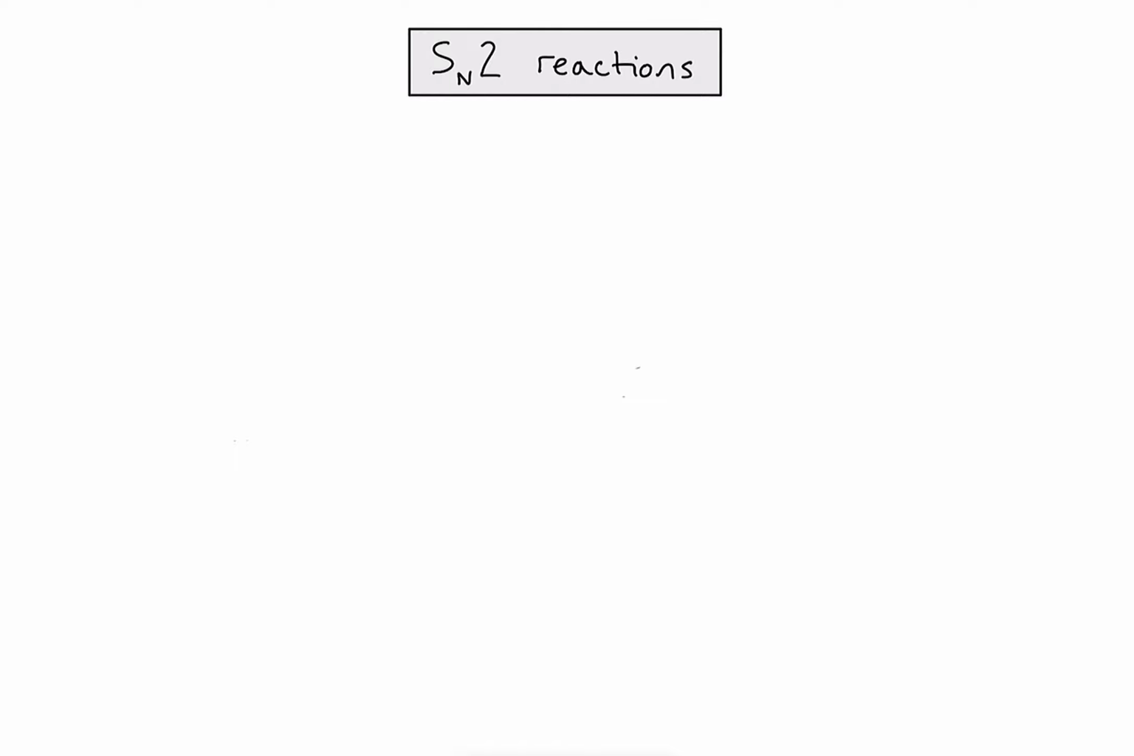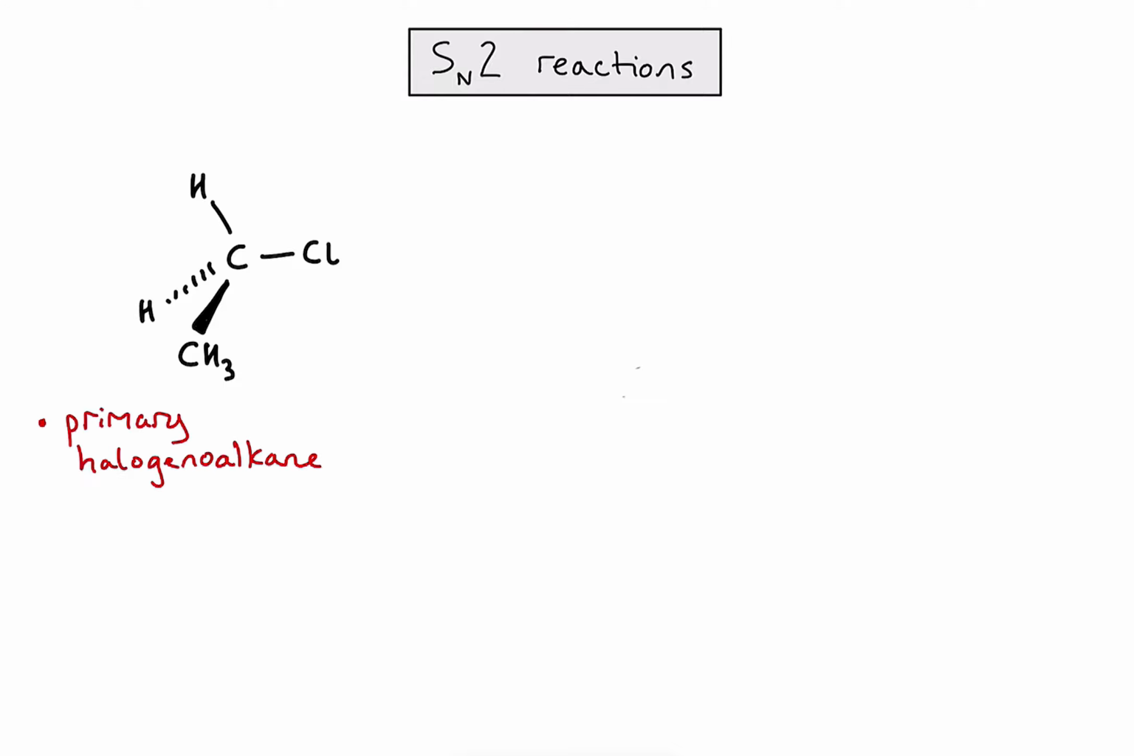So what are we going to start with? Well, for the SN2 reaction mechanism, this is preferred by primary halogenoalkanes. So in this case, I've drawn chloroethane. And why is that considered a primary halogenoalkane? Well, if I look at the carbon that's bonded to my chlorine, I can see it's bonded to just one other carbon.